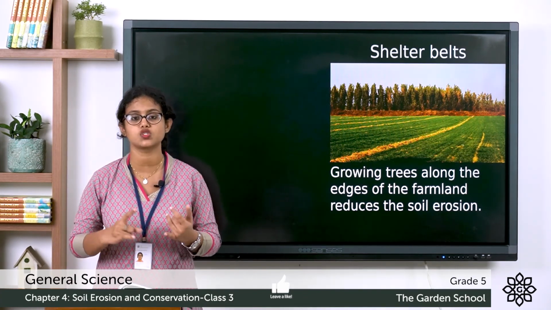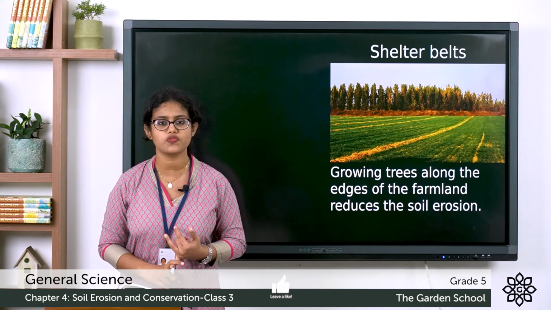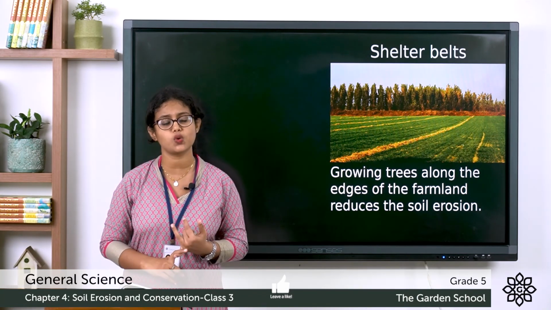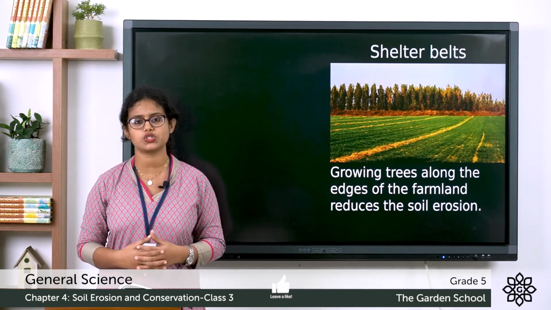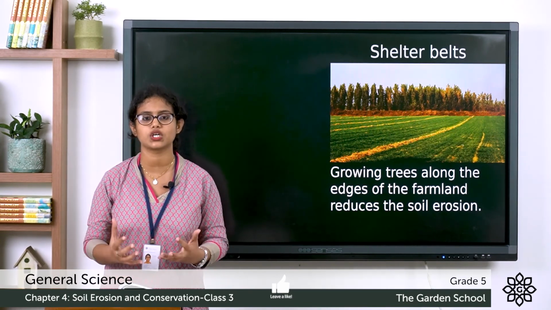We discussed soil conservation, prevention of soil erosion. Prevention of soil erosion is called soil conservation, and we learned different steps to conserve soil.